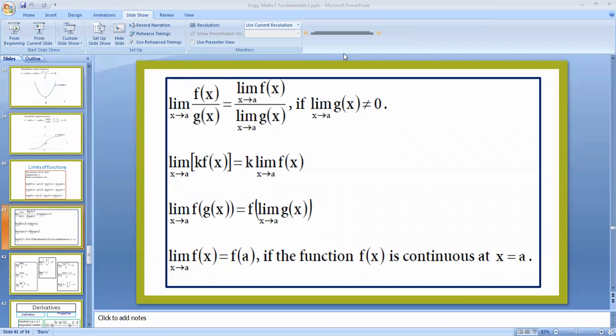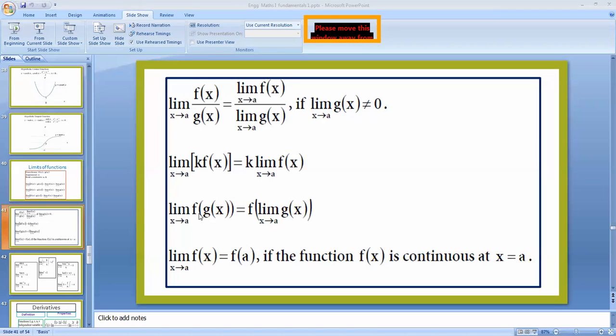Then next, the limit of k into f of x as x tends to a. What is that k? K is constant. So when k is constant, take it outside and you apply the limit to the functions only. If there is x, you apply the limit as x tends to a. If no term of x is there, that is a constant, take it outside if possible. So the limit of k into f of x as x tends to a is nothing but k into the limit of f of x as x tends to a.